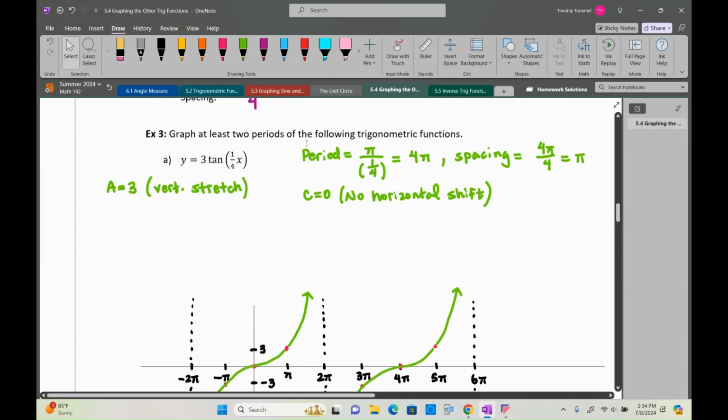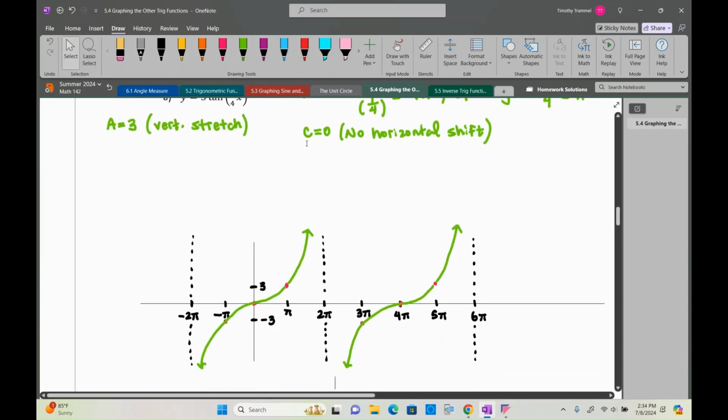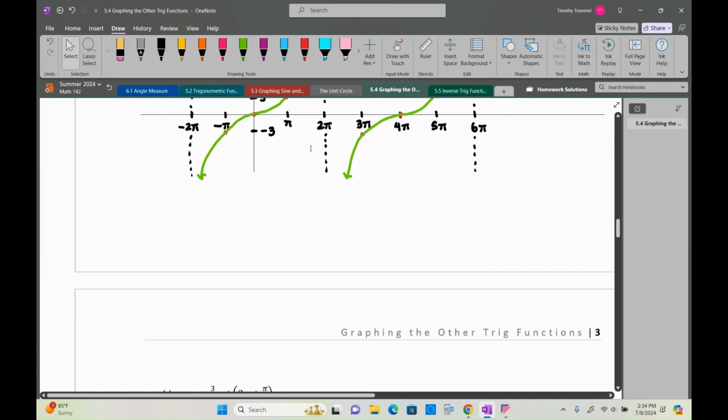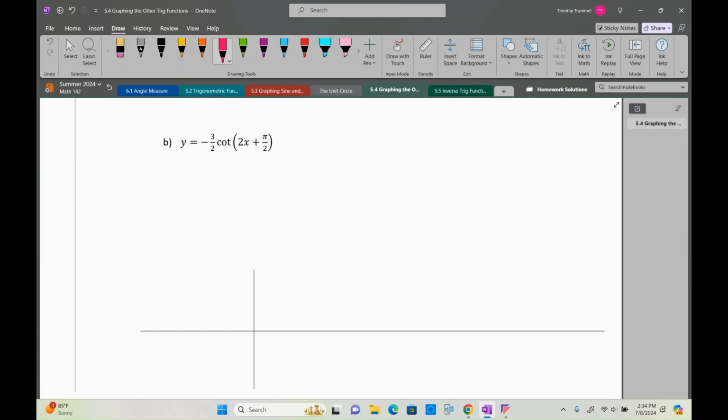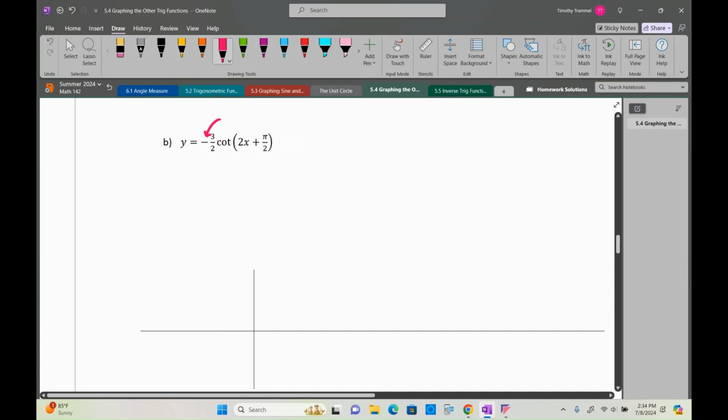All right, so let's go over to and try one here for cotangent. So I want to notice a few things. One is that we have this reflection because there's this negative here. So I just want to put in here, we're going to have a vertical reflection. We're also going to have a vertical stretch by 3/2.